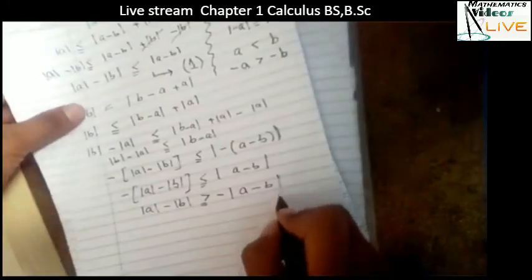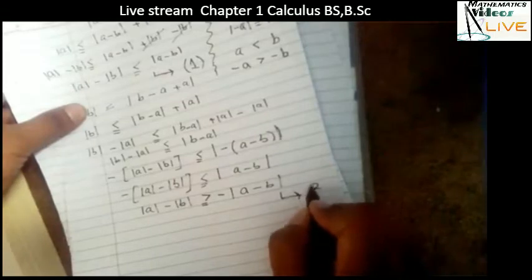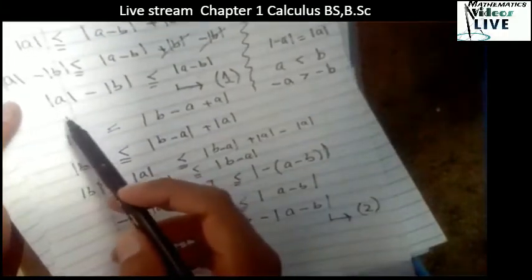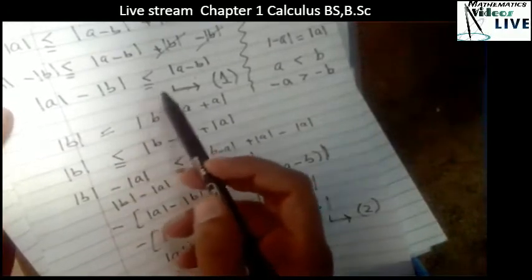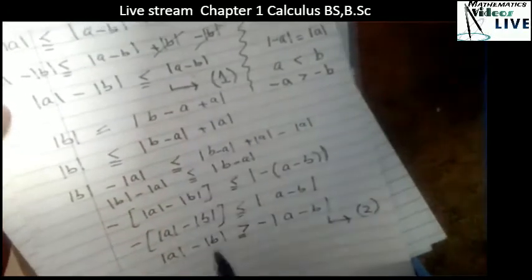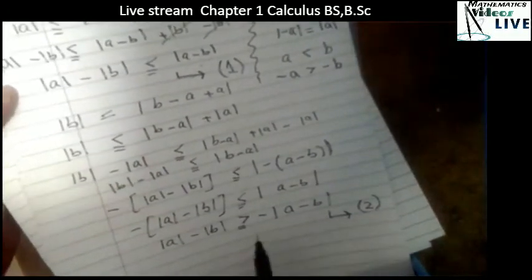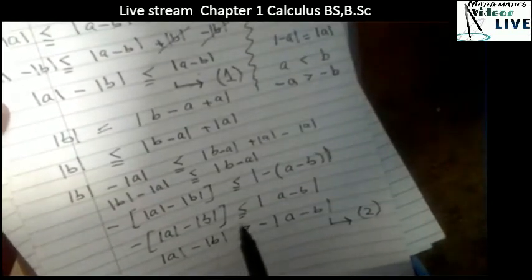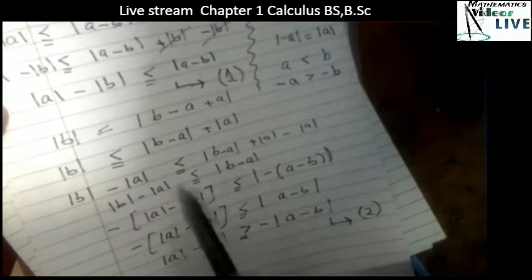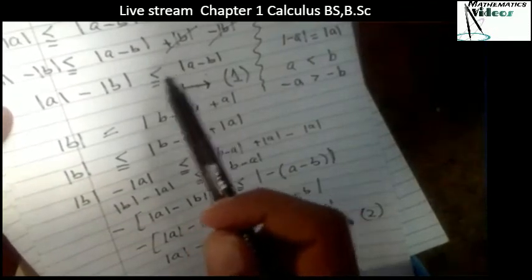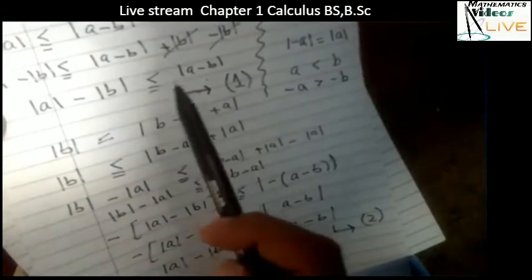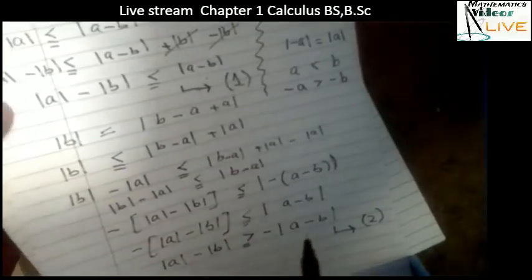Name this equation as equation number 2. Look at equation number 1. It is mod of a minus mod of b is less than or equal to a minus b. This inequality is also similar to it, mod of a minus mod of b. Here it is greater than or equal to, and there it was negative, and here it is positive, a minus b mod.